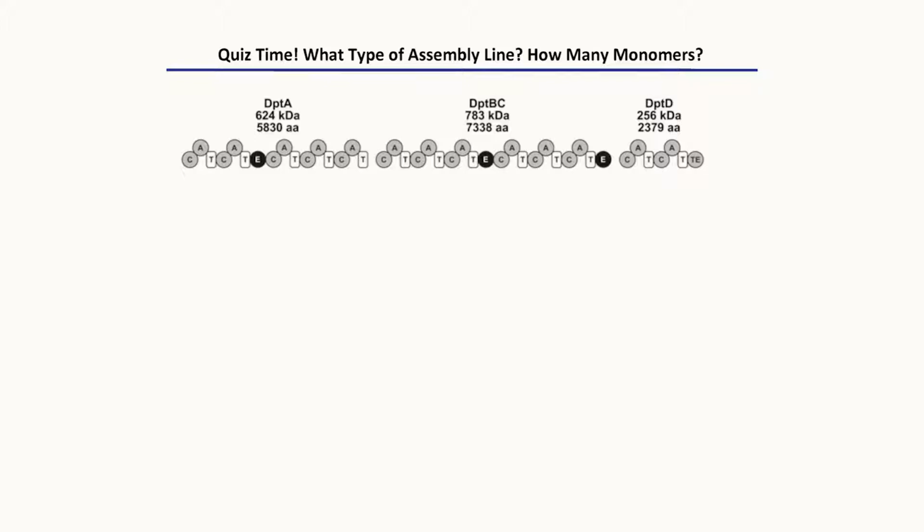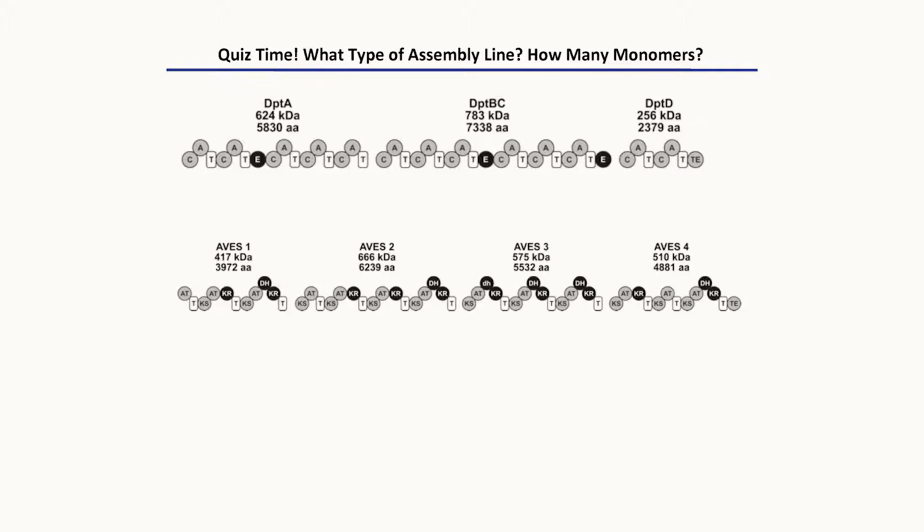Okay, look at how big this is. 624 kilodaltons, 783, 256. We're on the order of 1.5 megadaltons, right? This is huge for a 13-mer natural product. What about this one? What do we see here?